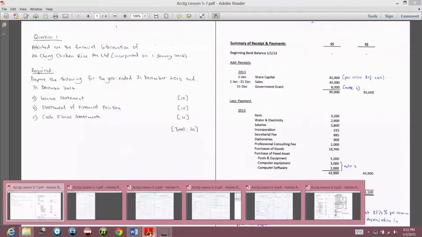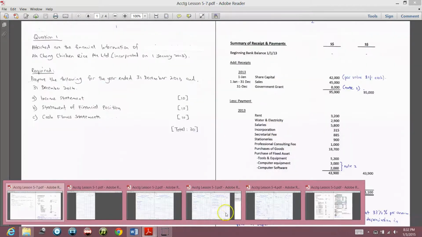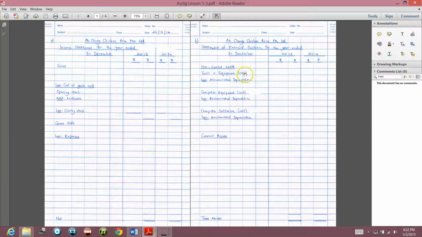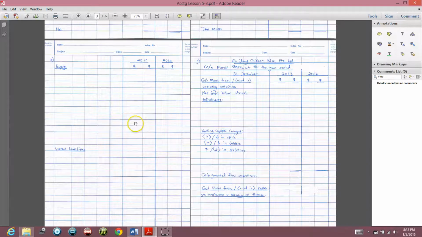That's why over here you see tools and equipment, I put bracket cost, because I don't have so much space to put three columns for 2013 and 2014. So that's why I do it in this way. I will put my cost here, then less accumulated depreciation, then I underline, then my net book value I put in outer column. This one same. Tools, equipment, and computer software is just now what I saw from the question, right? So I write it out nicely here. All right, not difficult. Okay, then part B is still, you see, nothing changed, it's still empty.